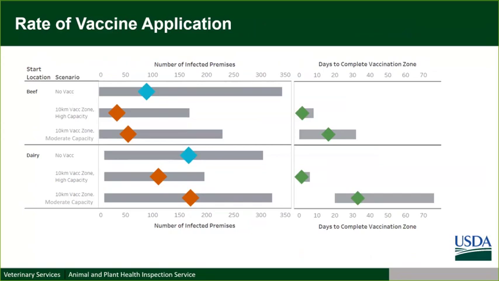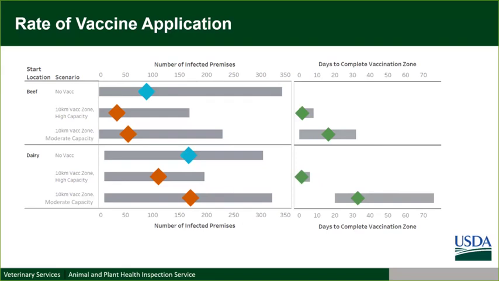If you look at dairy in comparison, a moderate capacity does not have any improvement versus not vaccinating. One of the reasons for that is that with a moderate capacity in a very dairy-dense area that has a large number of animals per premises, you're not getting vaccine out quickly enough within a control area to build up that herd immunity, and you're falling behind on being able to apply vaccine across multiple control areas.